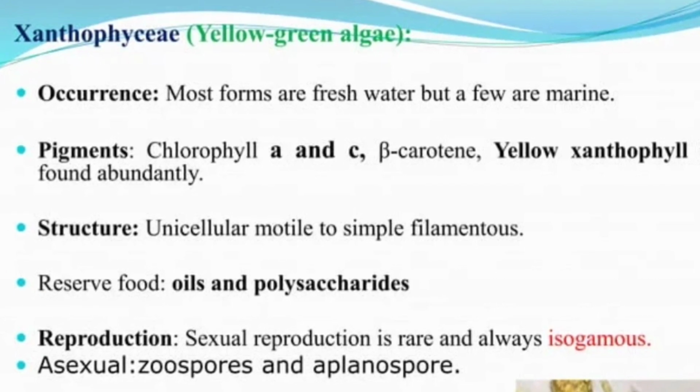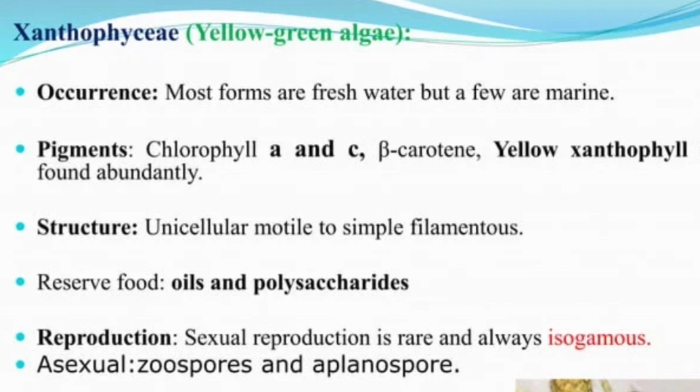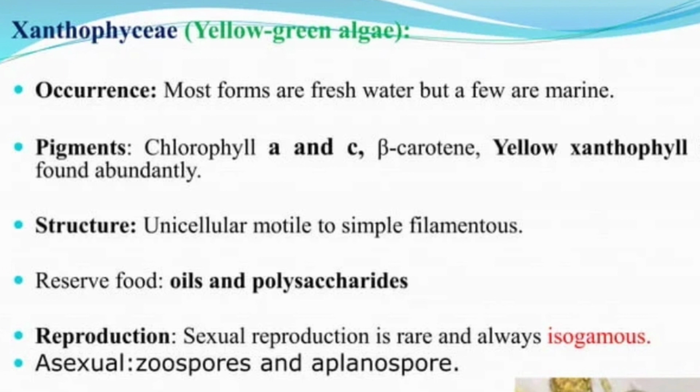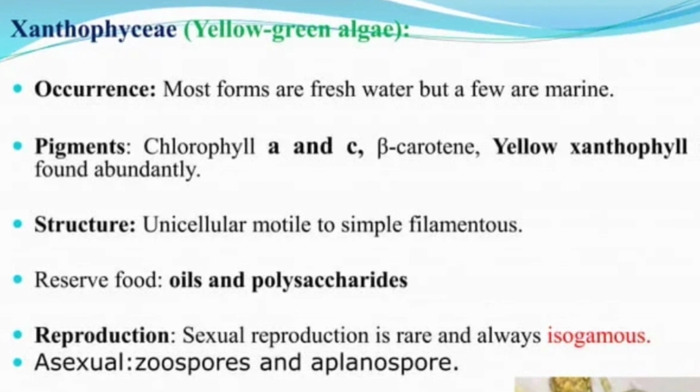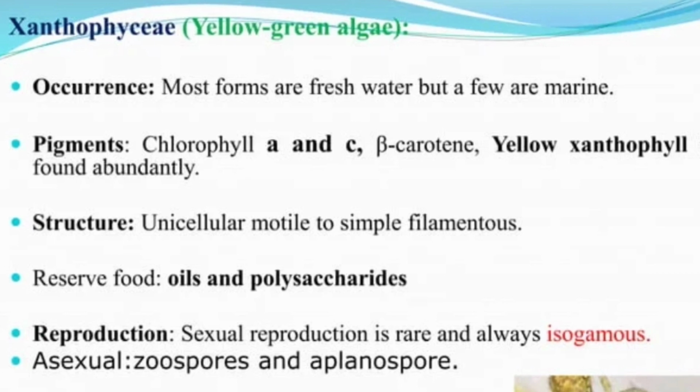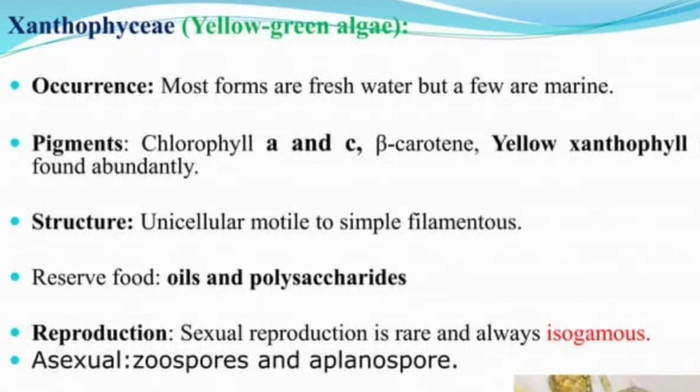Reproduction: sexual reproduction is rare and always isogamous. Asexual reproduction is by zoospores and aplanospores. Flagella are unequal, that is heterokont. Cell wall is rich in pectin. Pyrenoids are absent.